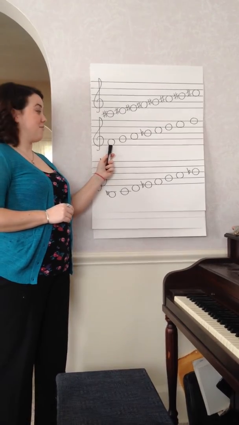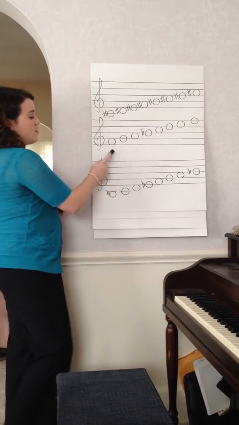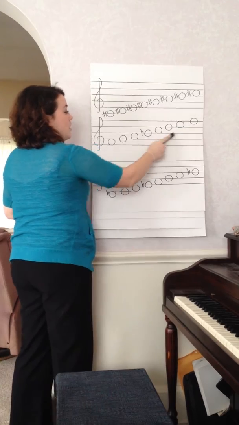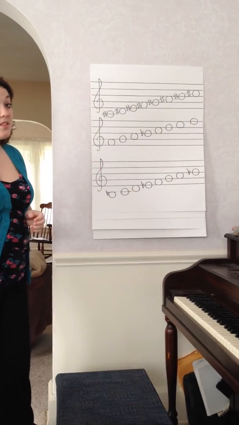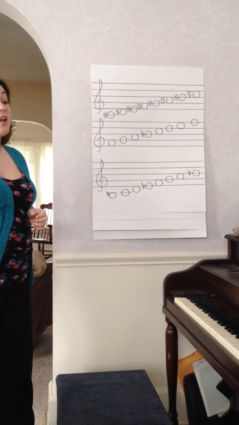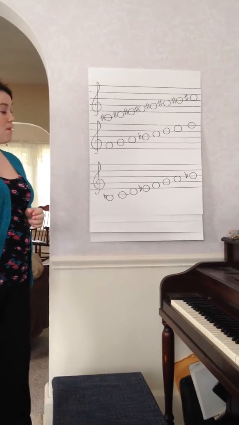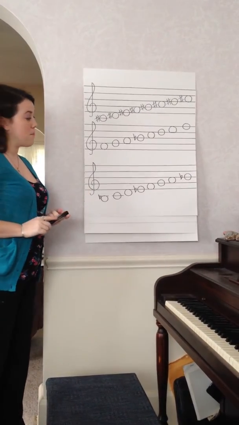F. Good. So this is our F major scale. And we see that there are no sharps in this scale, right? Because you can't have sharps and flats in the same scale. You can have either one or the other.